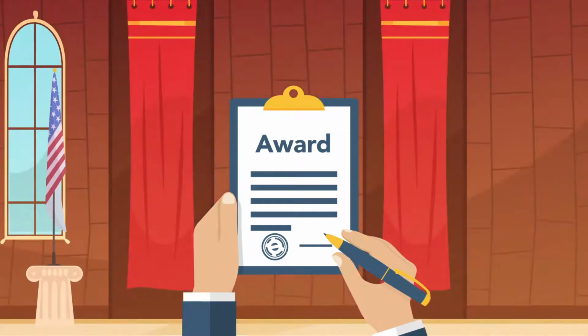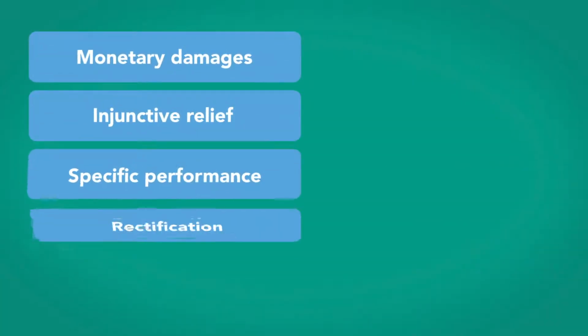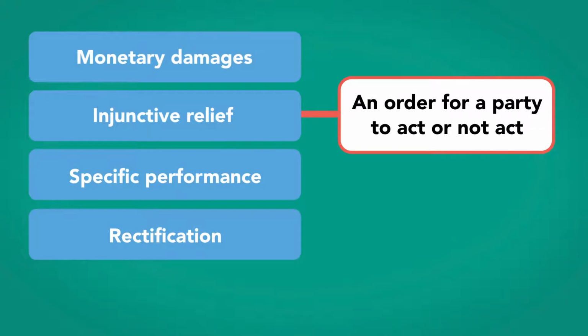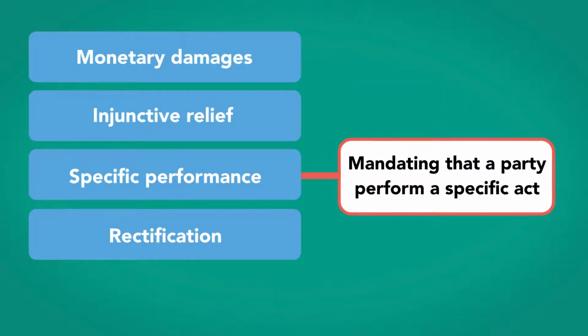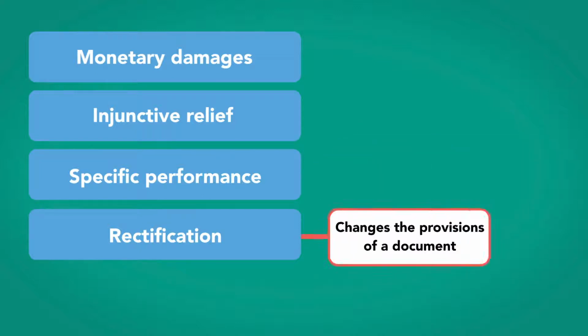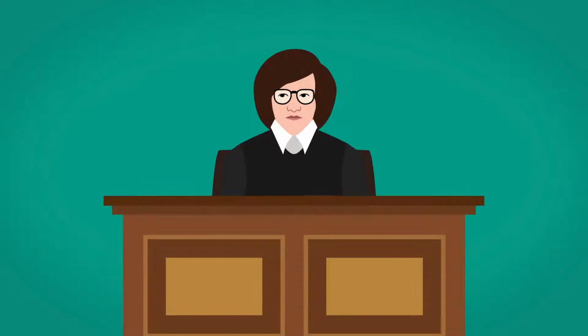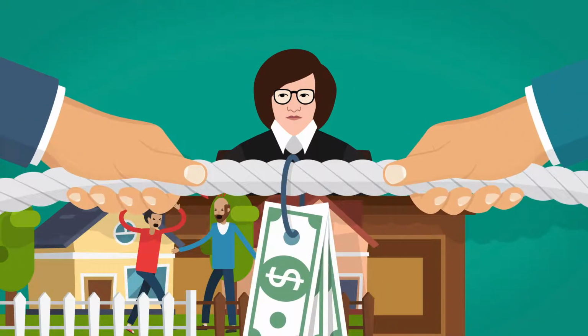Like a judicial determination by a judge or jury, an arbiter's award may take various forms. The arbiter may award monetary damages, injunctive relief, which is an order for a party to act or not act, specific performance, mandating that a party perform a specific act, or rectification, which changes the provisions of a document or contract. Arbiters hear various types of cases, from small disputes between neighbors to million-dollar business conflicts.